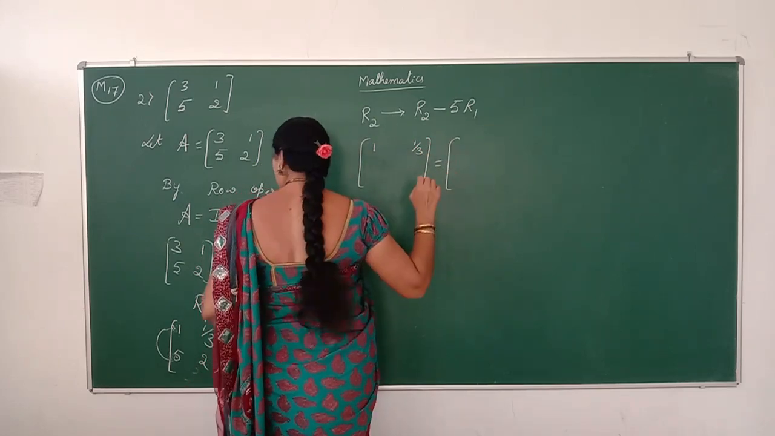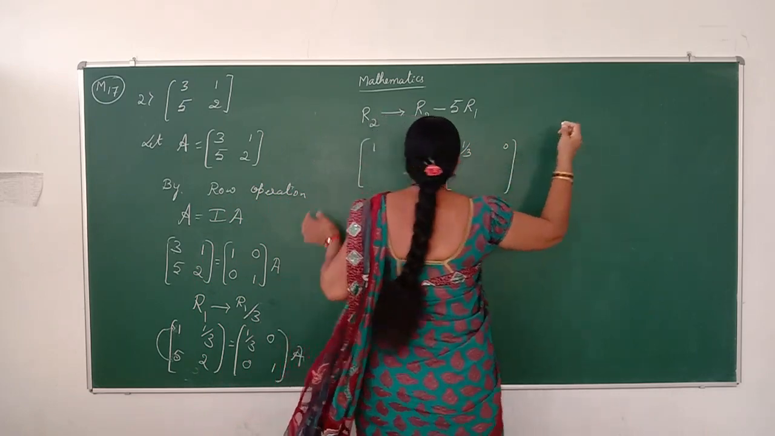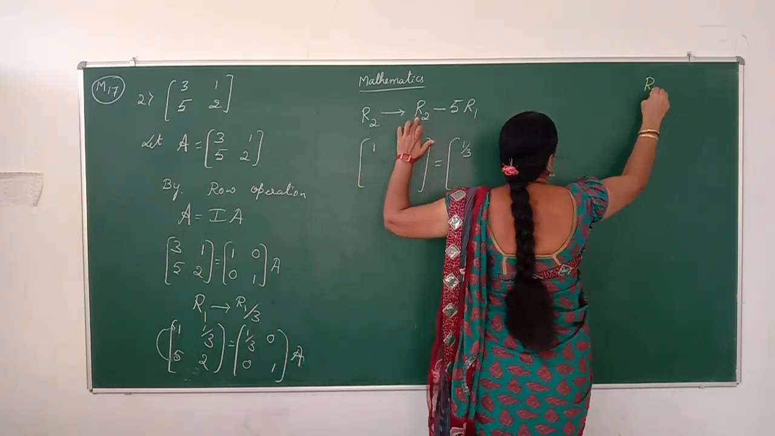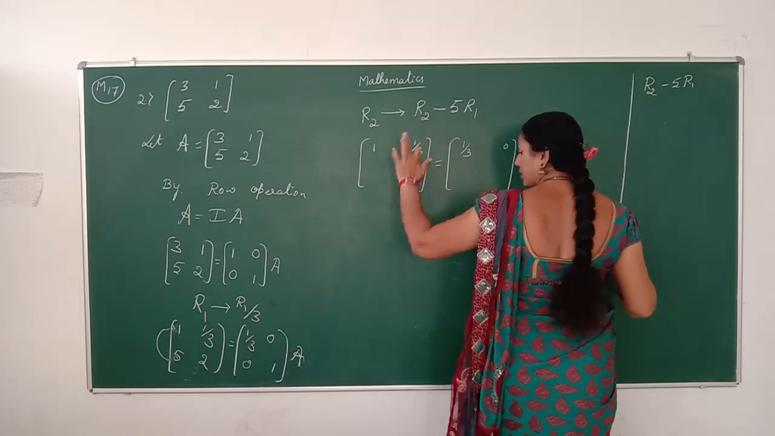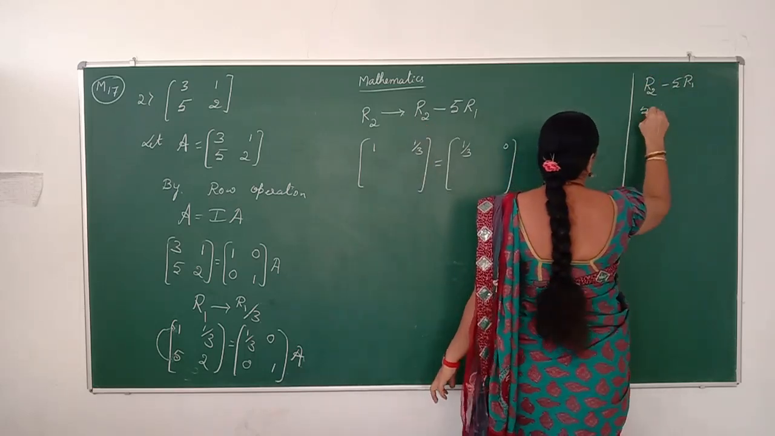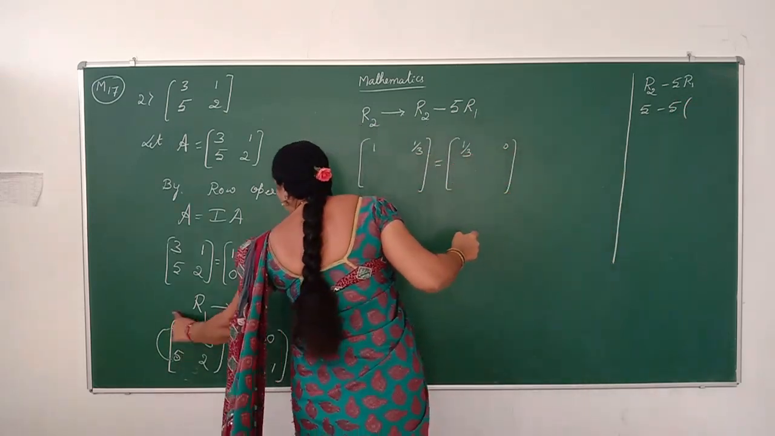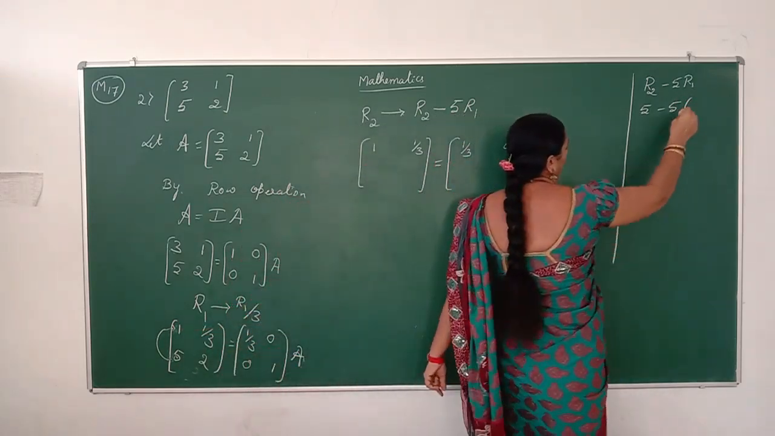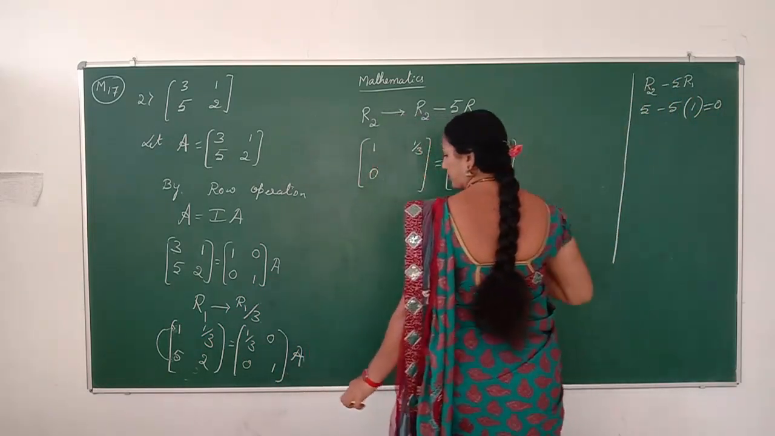In the RHS it is also 1 by 3, 0. Now the change in the second row: R2 minus 5 times R1. Now R2 is 5 minus 5 times the corresponding R1, which is 1. That is 5 minus 5, which equals 0.